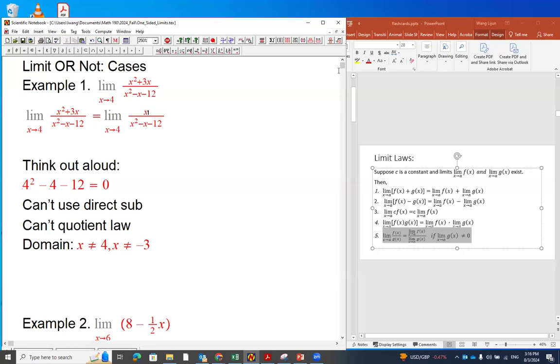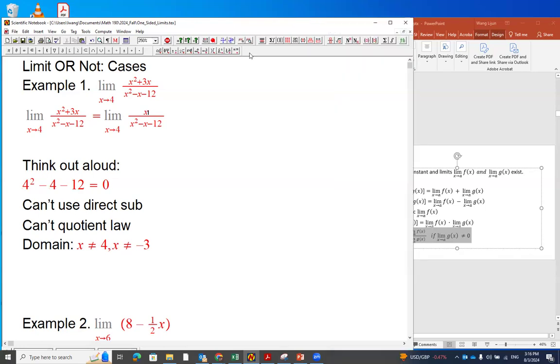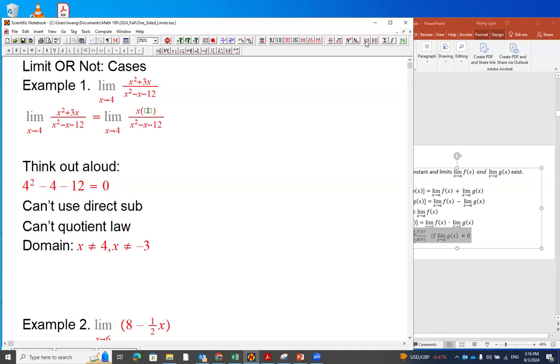Factor the top. Let me make the font a little bit larger. The top is factored into x times (x plus 3), and the bottom is going to be factored into (x minus 4) times (x plus 3). I think those are the factors. So let's move forward.